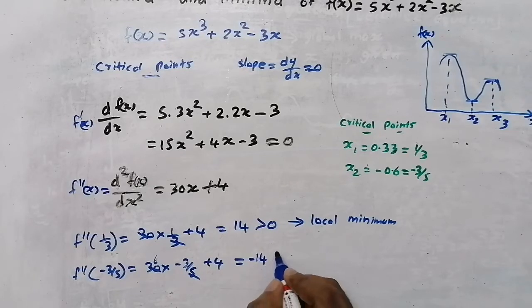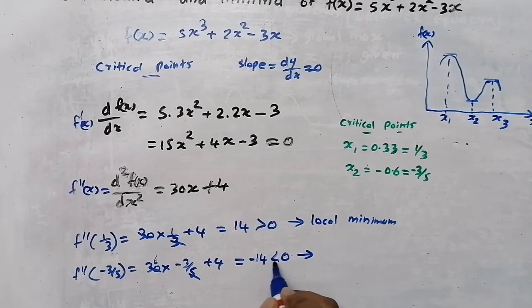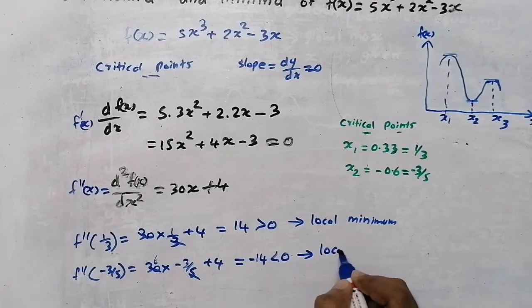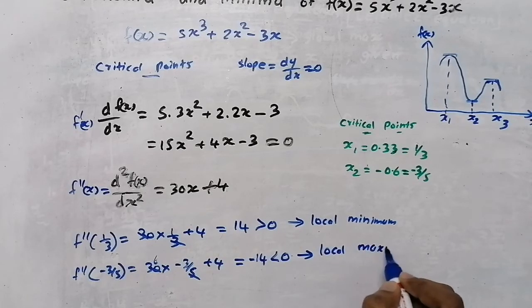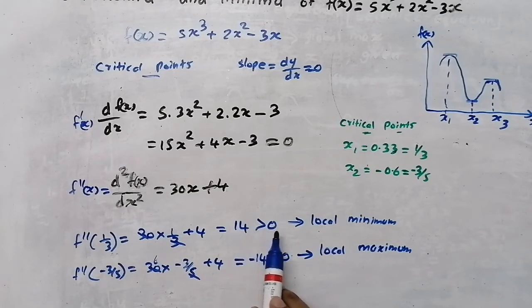So minus 14 is less than 0. If my value is less than 0, then it will be a local maximum. Listen, at this point it is very important. If the value is greater than 0, local minimum. If the value is less than 0, local maximum.